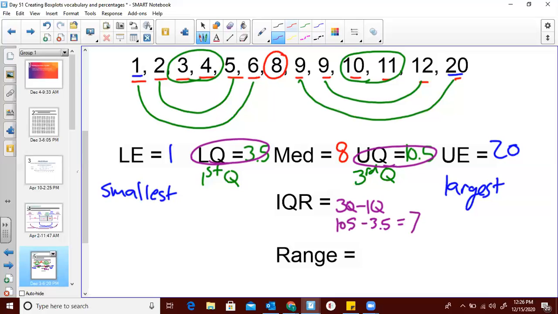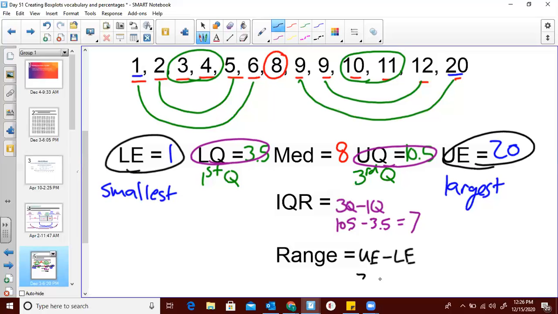All right, and last but not least, we have our range. And we know that our range is going to be our upper extreme minus our lower extreme, which will be our n numbers, I guess you could say. So 20 minus 1 is going to be 19.